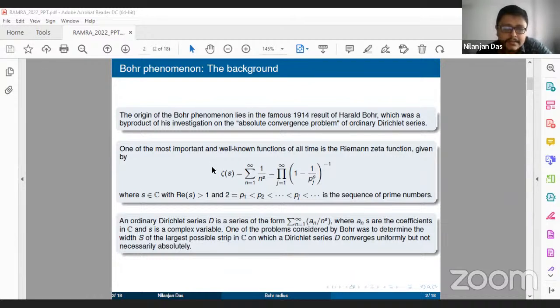Generalizing this, an ordinary Dirichlet series is precisely a series of the form sum over n from 1 to infinity of a_n by n to the power s, where the a_n are coefficients in the complex plane and s is a variable. The problem Bohr originally considered was to determine the width of the largest possible strip in the complex plane on which this ordinary Dirichlet series D will converge uniformly, but not necessarily absolutely.